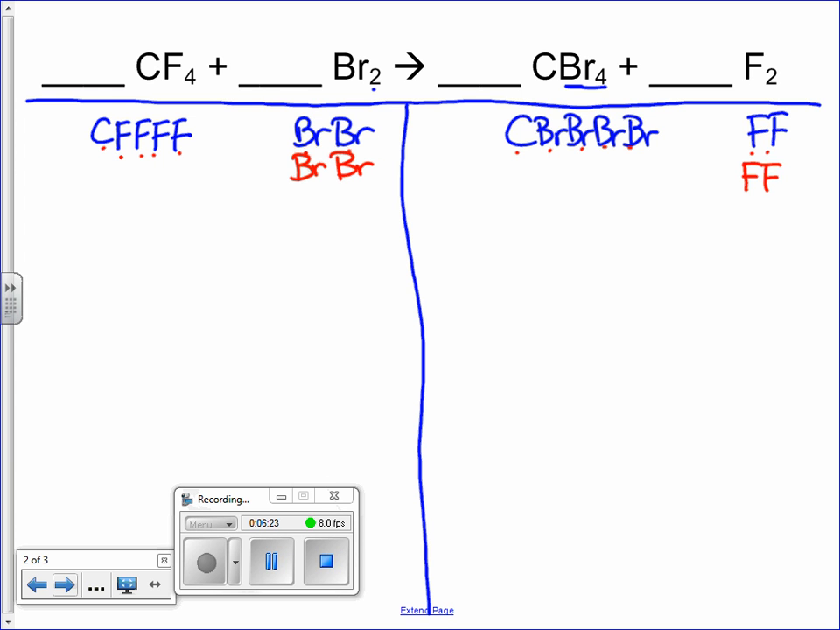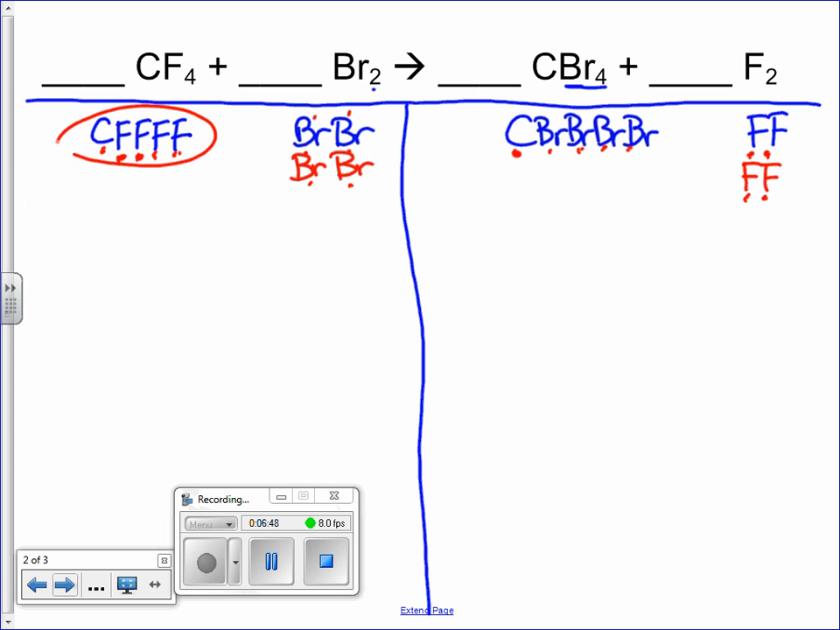I think I'm done, but I'm going to go back and double check. 1 carbon, 1 carbon, 4 fluorine, 4 fluorine, 4 bromine, 4 bromine. So that one isn't as difficult as it initially appeared.